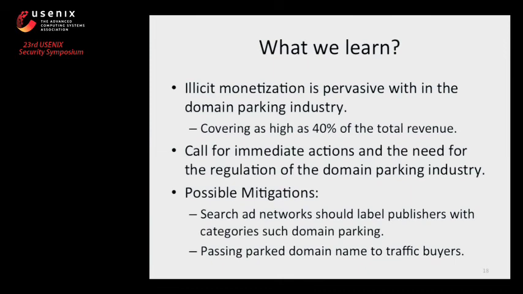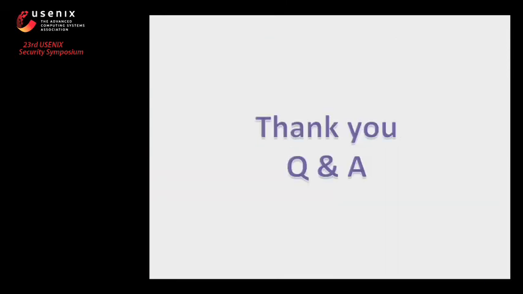Some possible mitigations, for example: ad networks should identify to the advertisers the publishers that are parking services. One ad network is doing it, all the other ad networks are not doing it. So as an advertiser, you don't know if your traffic is coming from a parking service or not. The other option is for the traffic buyers. There should be some integrity. The traffic buyers should have access to the domain that initiated the traffic, or where the traffic came from. And that is all. Thank you.